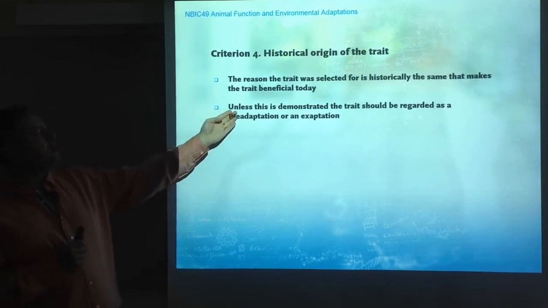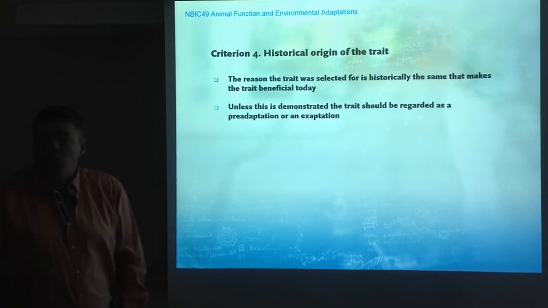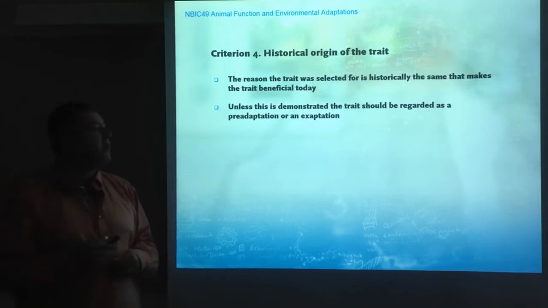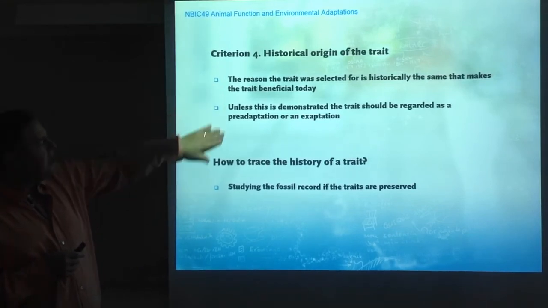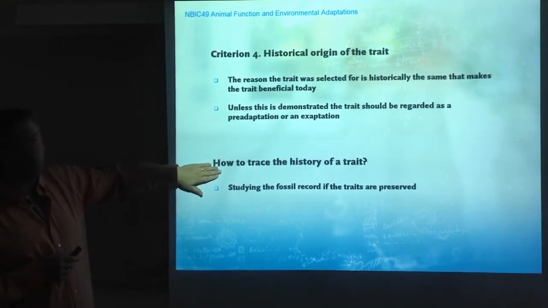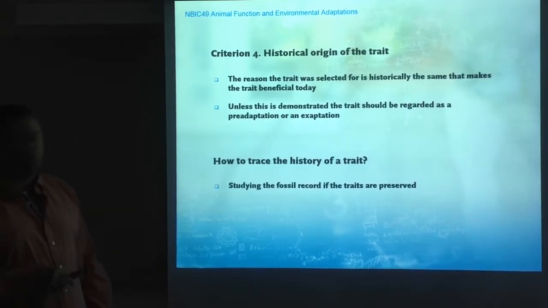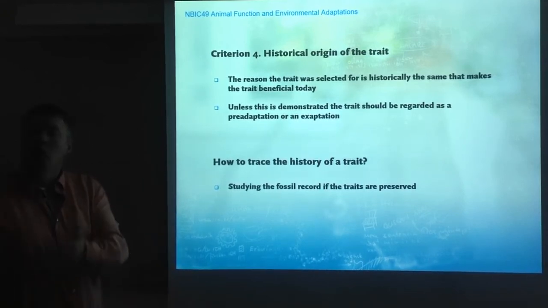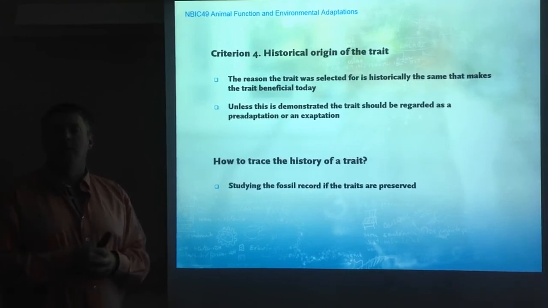If that cannot be demonstrated, you could not regard the trait as an adaptation. You should call it a pre-adaptation or an exaptation. It's a beneficial trait, but it did not appear for the same purpose in which it's actually used nowadays. And of course, this brings immediately the question of how to trace the history of a trait. And the immediate answer is, well, you study the fossil record. If you study the fossil record, you look for older fossils that were related with the current species, and you could prove something.